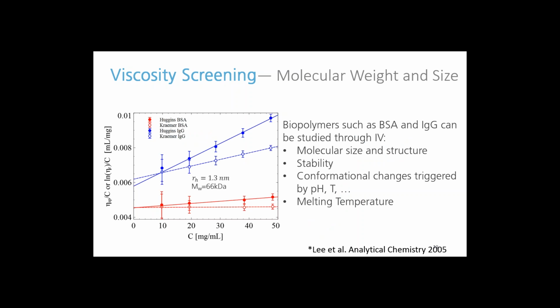Here I'm just showing a couple of examples of measurements of intrinsic viscosity for biopolymers such as BSA and gamma globulin. This is how you actually measure intrinsic viscosity. You create several formulations in increasing concentrations, and you measure the viscosity, and then you're going to extrapolate to zero concentration to obtain the value of intrinsic viscosity. That is going to allow you to establish molecular size and structure, stability, and conformational changes triggered by pH, temperature, and so on. As you can see, in the case of BSA, we have available molecular weight, so we could estimate the hydrodynamic radius, and we obtain values that are in really good agreement with the literature reference.